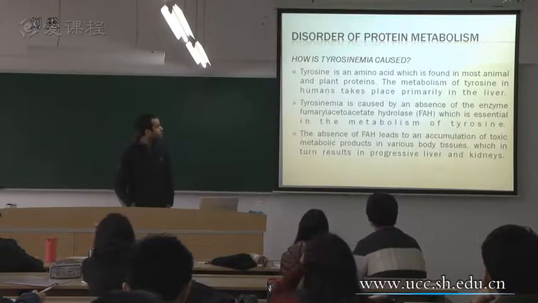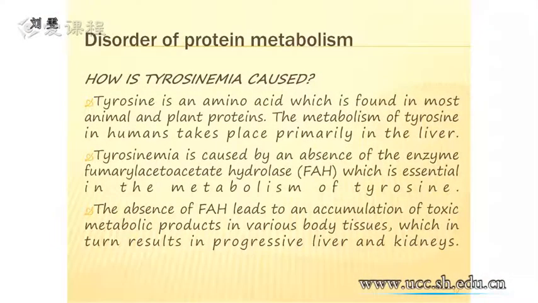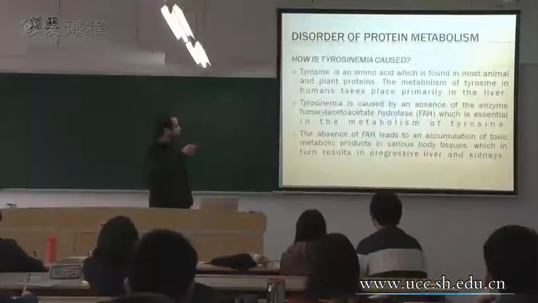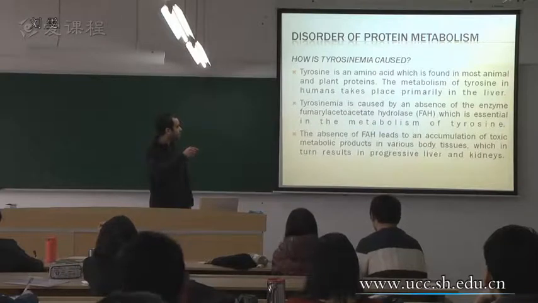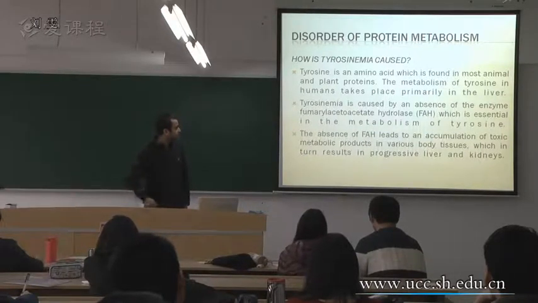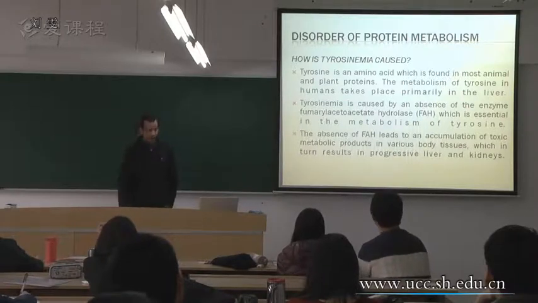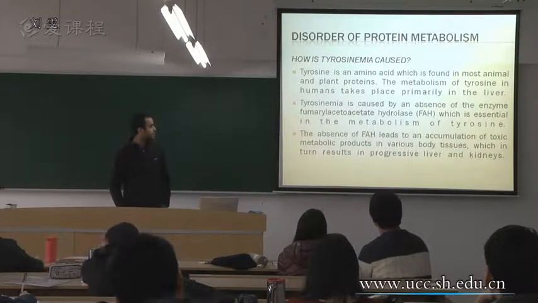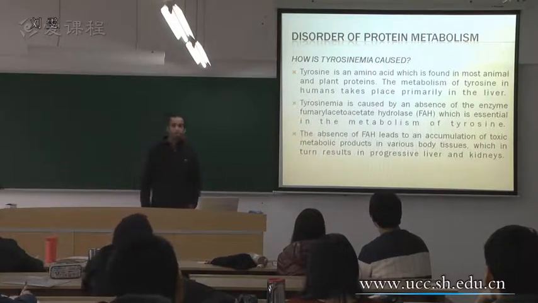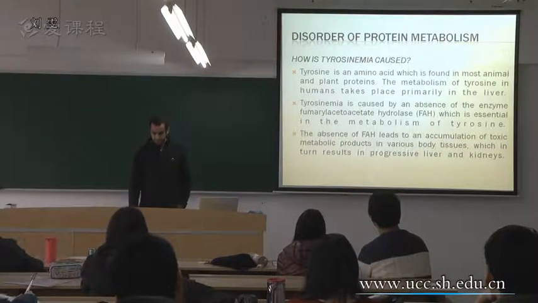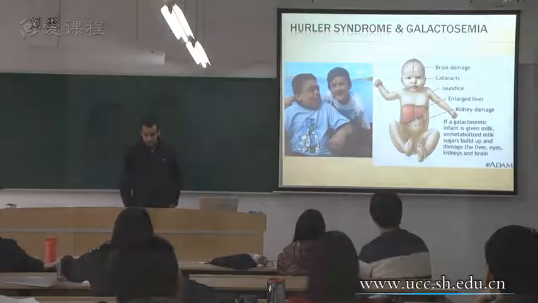And how is it caused? Well, basically, it's just the lack of an enzyme, the absence of this enzyme here, fumarate acetoacetate hydrolase, which is essential in the metabolism of tyrosine. And this leads to the accumulation of toxic metabolite products in various body tissues, and in turn results in progressive liver and kidney damage.